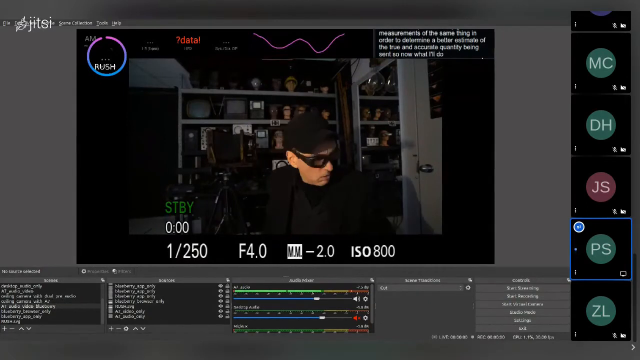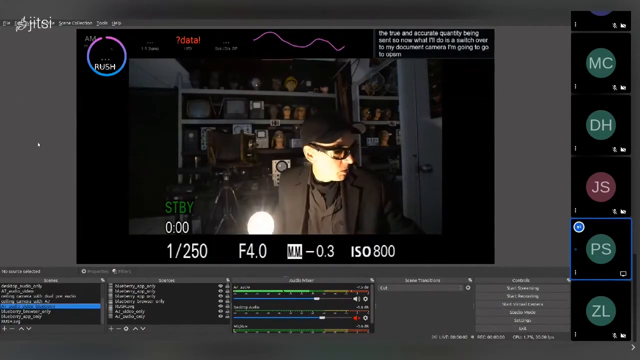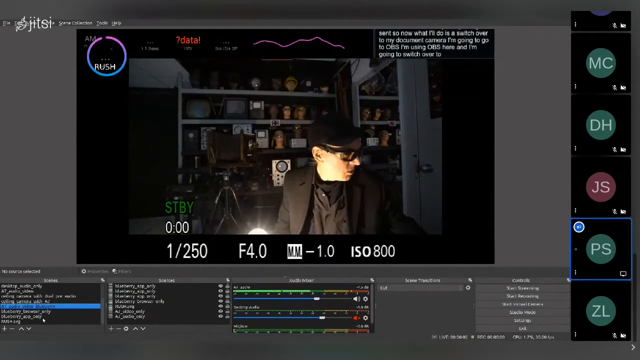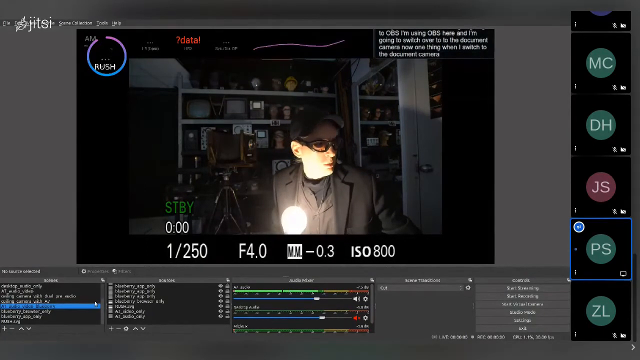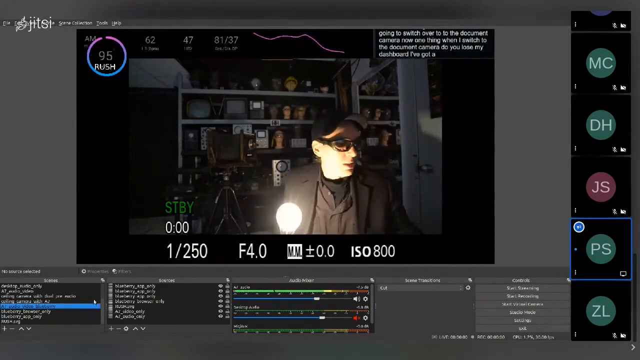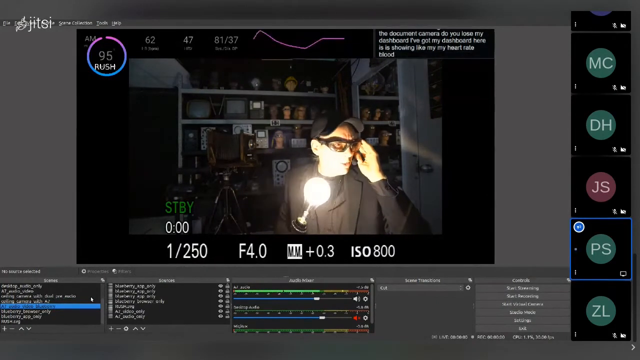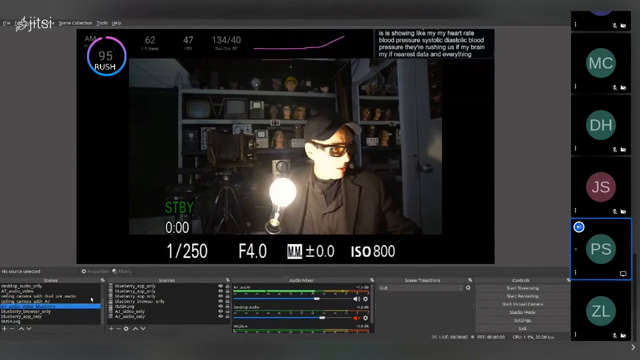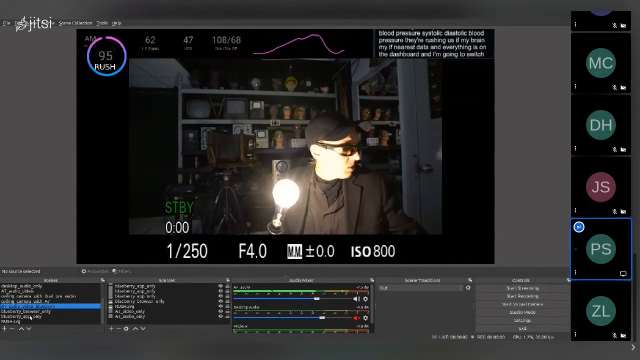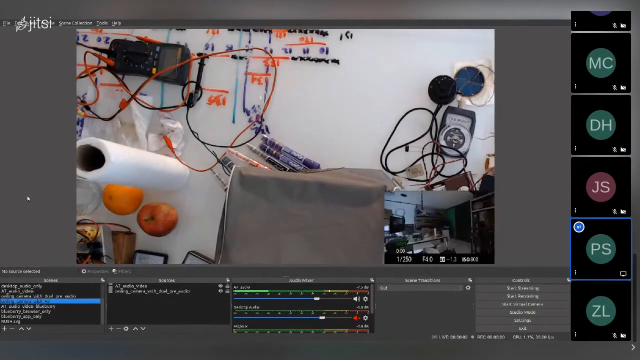So now what I'll do is I'll switch over to my document camera. I'm using OBS here, and I'm going to switch over to the document camera. Now, one thing, when I switch to the document camera, you lose my dashboard. My dashboard is showing my heart rate, blood pressure, systolic, diastolic blood pressure, the rushiness of my brain, my fNIRS data, and everything is on the dashboard. And I'm going to switch over to the ceiling camera with the A7 inlay. So now I've got the ceiling camera with my other camera inlay, and I'm going to swing this around like that.